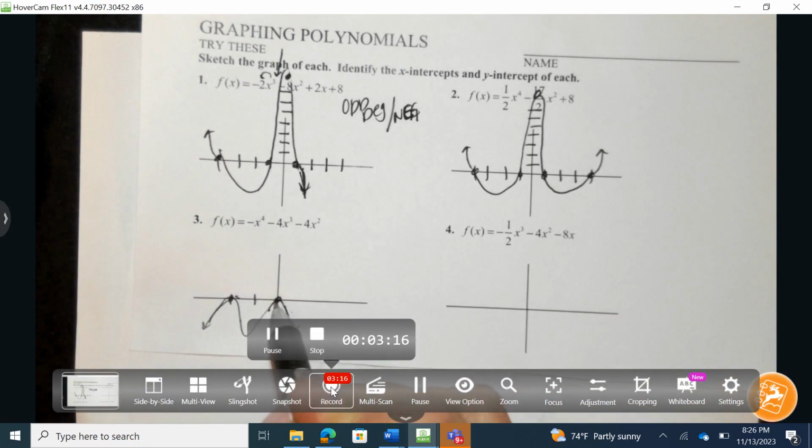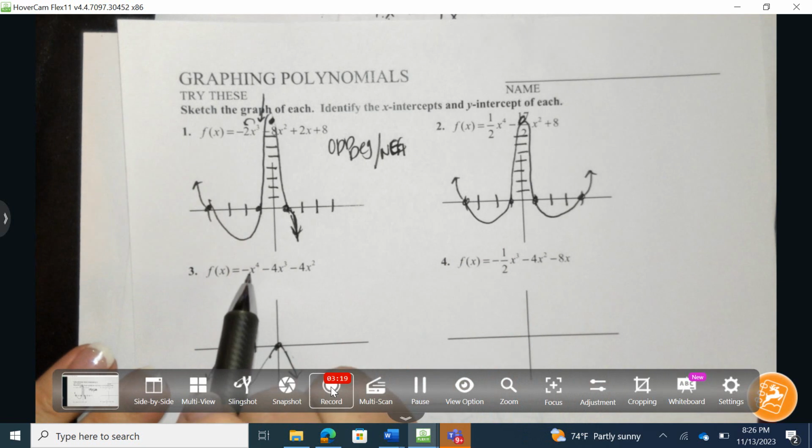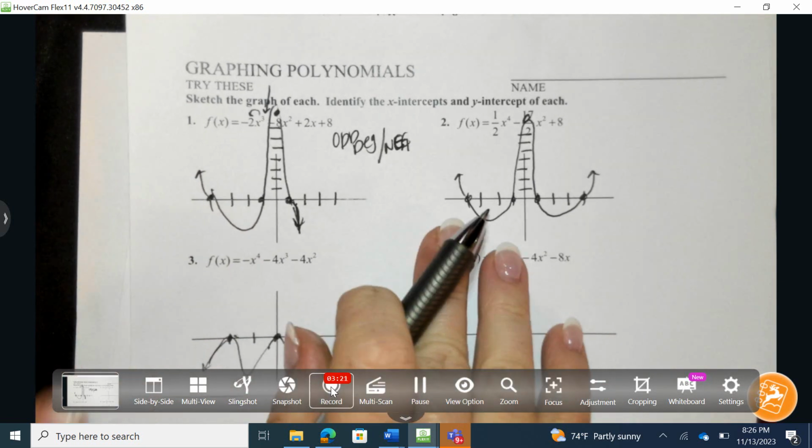And we can also see, by the way, that our y-intercept, if you plug 0 in for x, would also just be 0. So we have a y-intercept of 0.